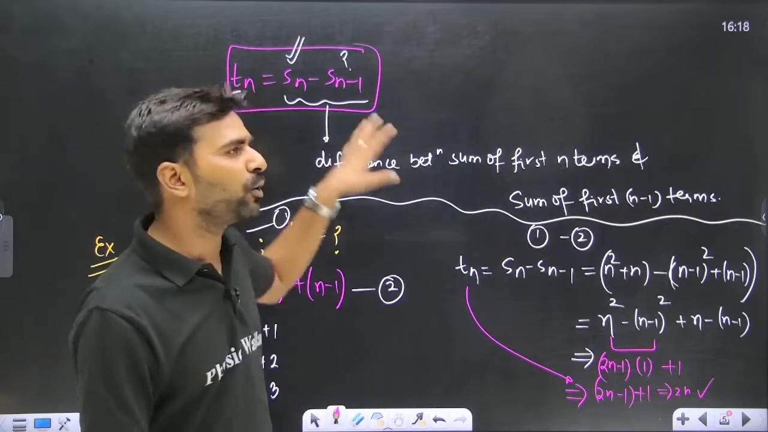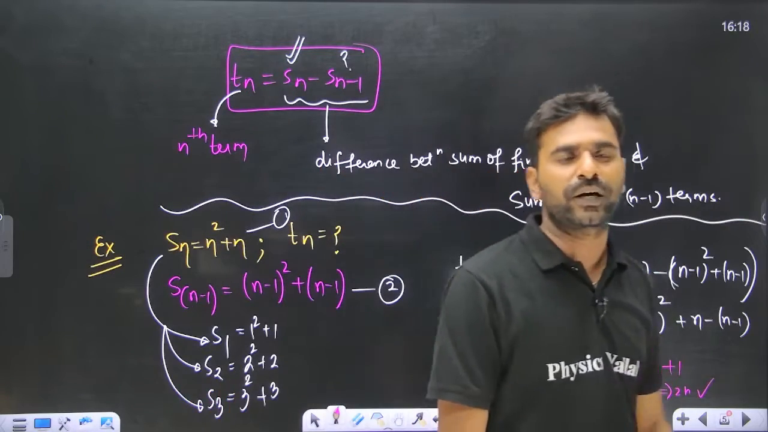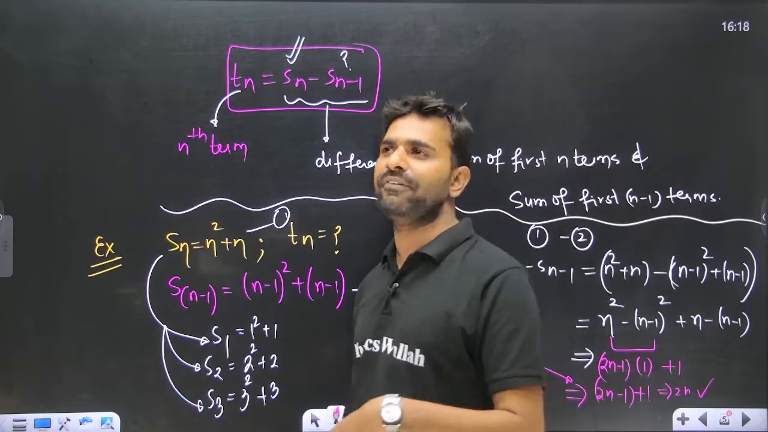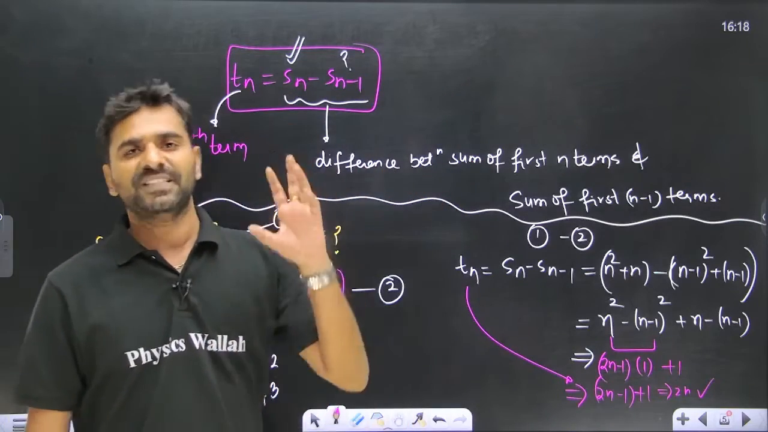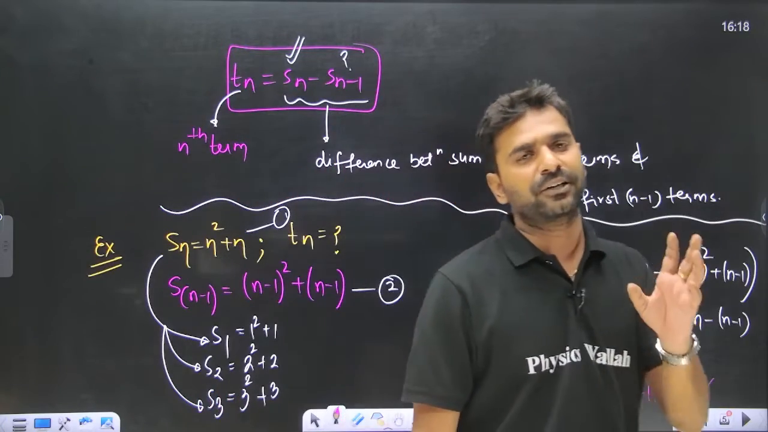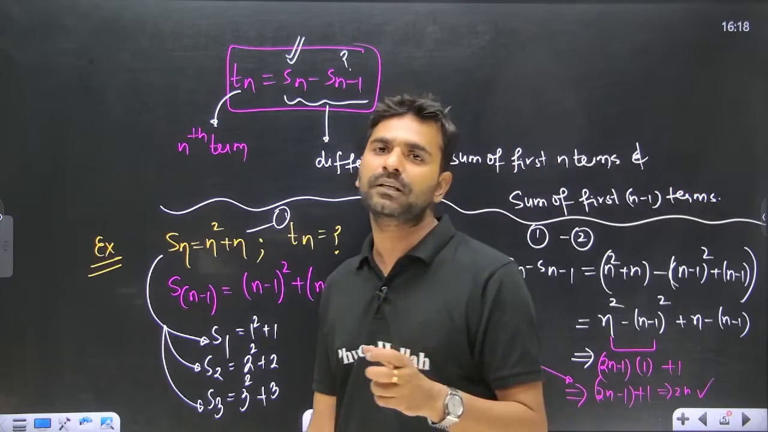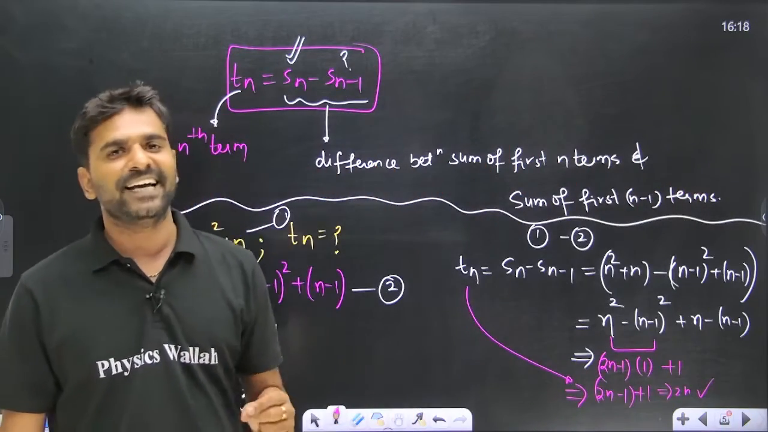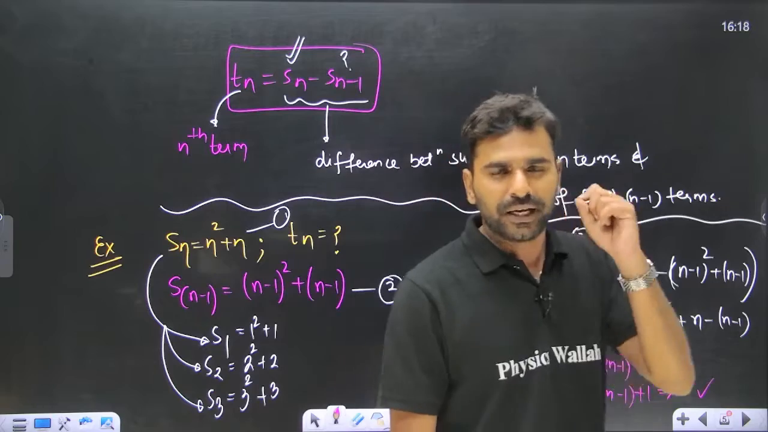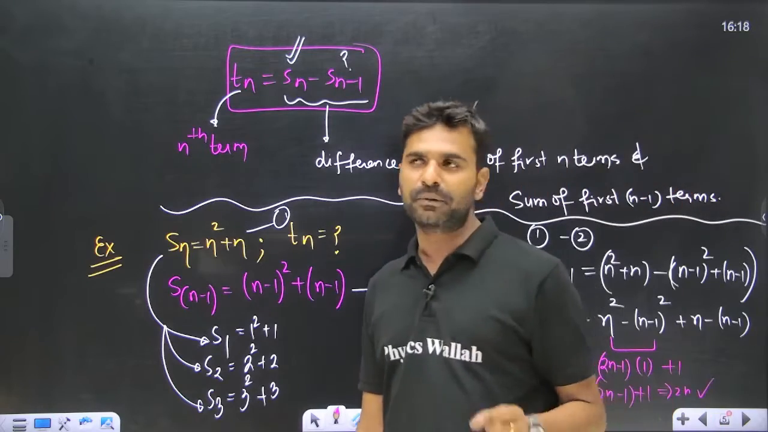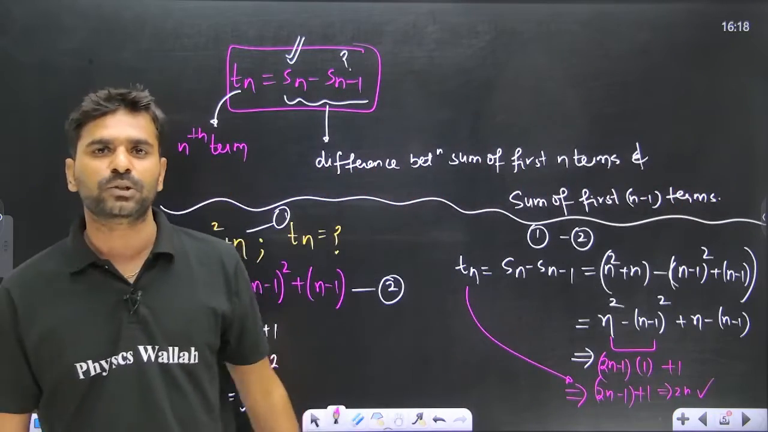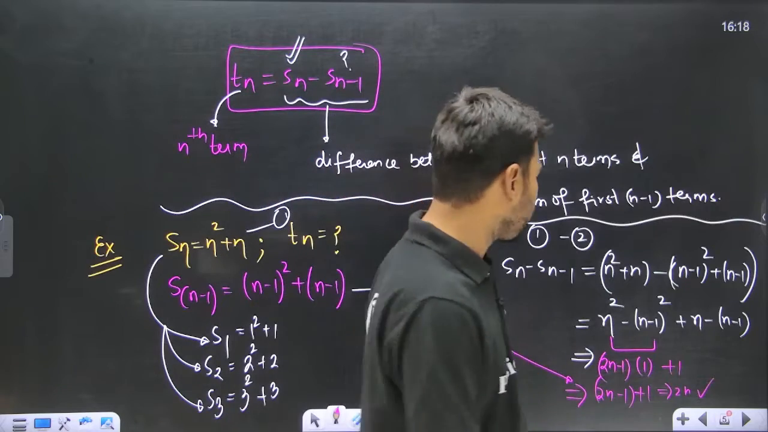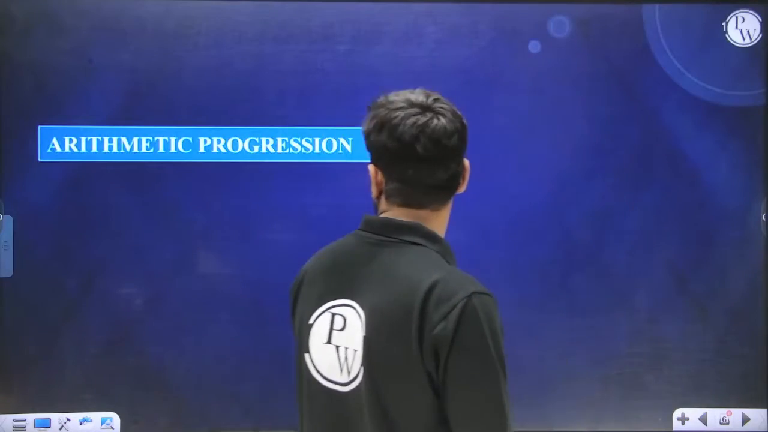So nth term can always be written as Sn minus Sn minus 1. If Sn is given to you, then from there you can find out Sn minus 1 quite comfortably by simply putting n as n minus 1, and the moment you subtract these two things, what you get is nothing but the value of Tn, and Tn is nothing but the nth term in that particular sequence. Sn is nothing but sum of the first n terms. Sn minus 1 is nothing but sum of the first n minus 1 terms. I hope you guys are clear with this.